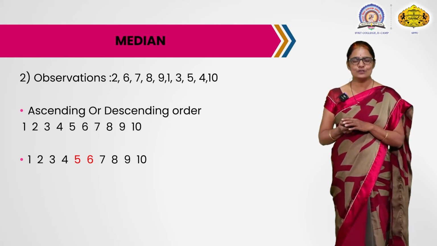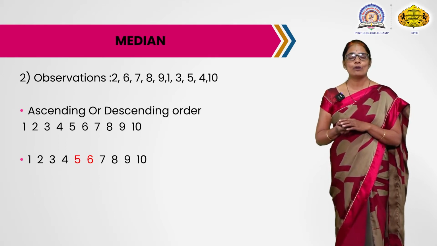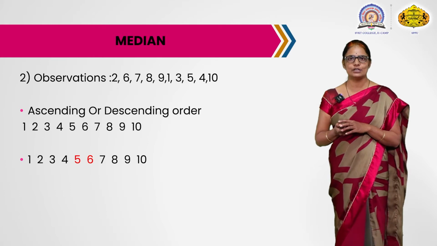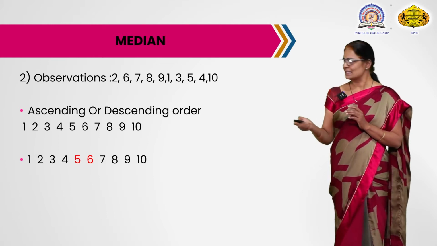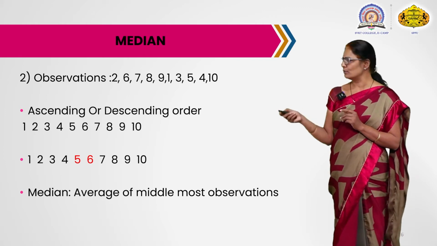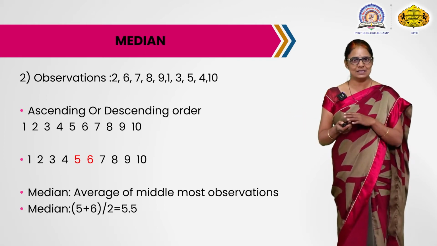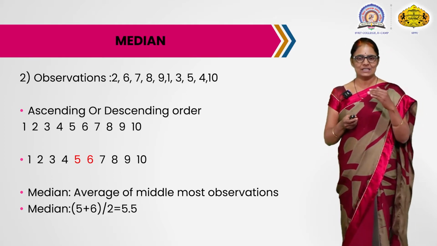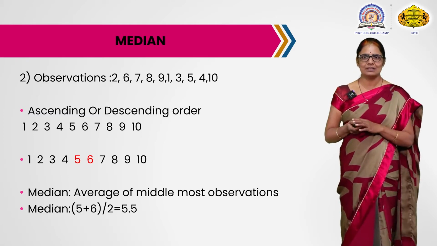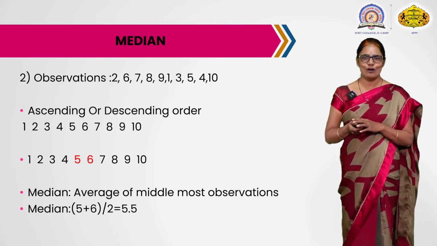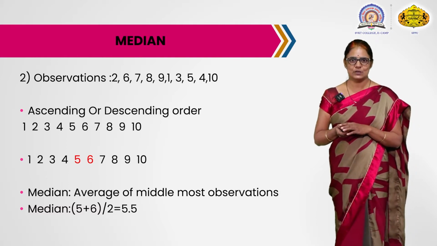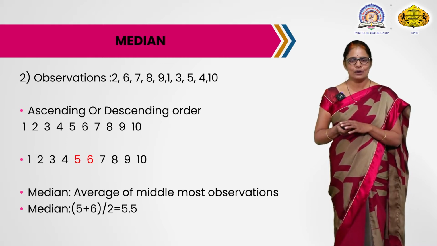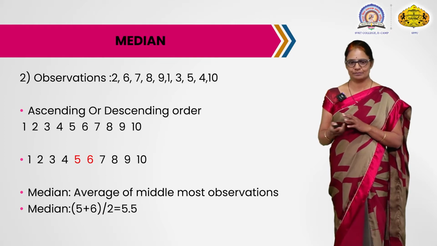But in this case the middlemost observations are 2. So what can we do here? In this case, if there are 2 middlemost observations, we take the average of these 2. So the median equals the average of the middlemost observations, that is (5 + 6)/2, which is 5.5. If you observe carefully, in the previous example the number of observations is odd, but in this case the number of observations is even. So depending on how many observations are given, we can generalize the formula for the median.